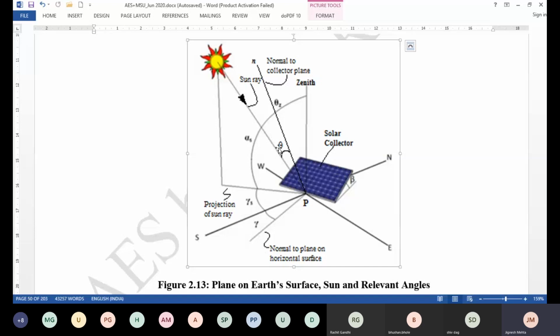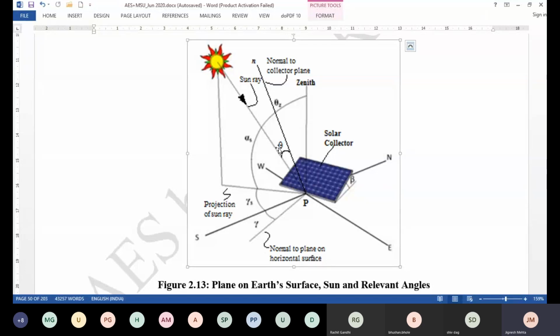Why is this angle so important? Ideally, a collector should always be kept such that the normal to the collector coincides with the sun ray, or in other words, the sun ray ideally should strike at 90 degrees to the collector plane. But that is an ideal thing. If a collector is perfectly tracking the sun, that will be the case all the time.